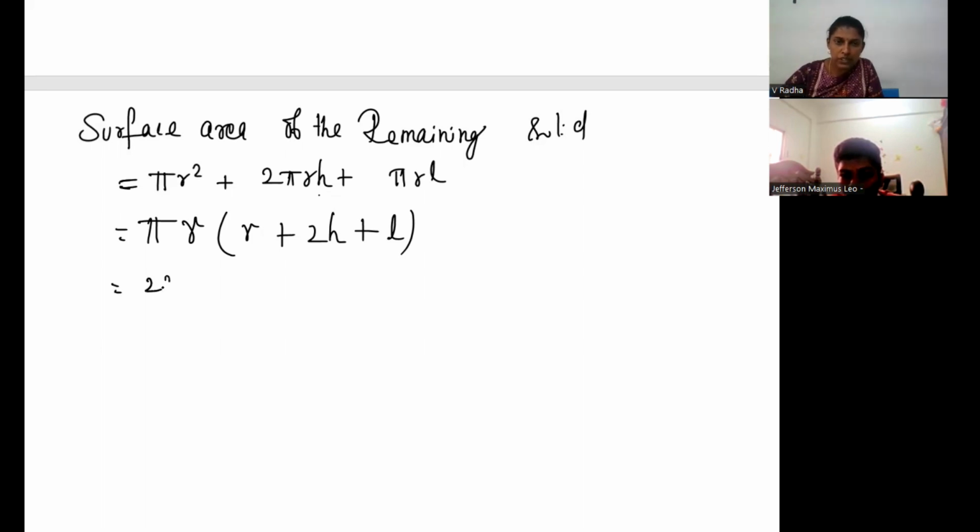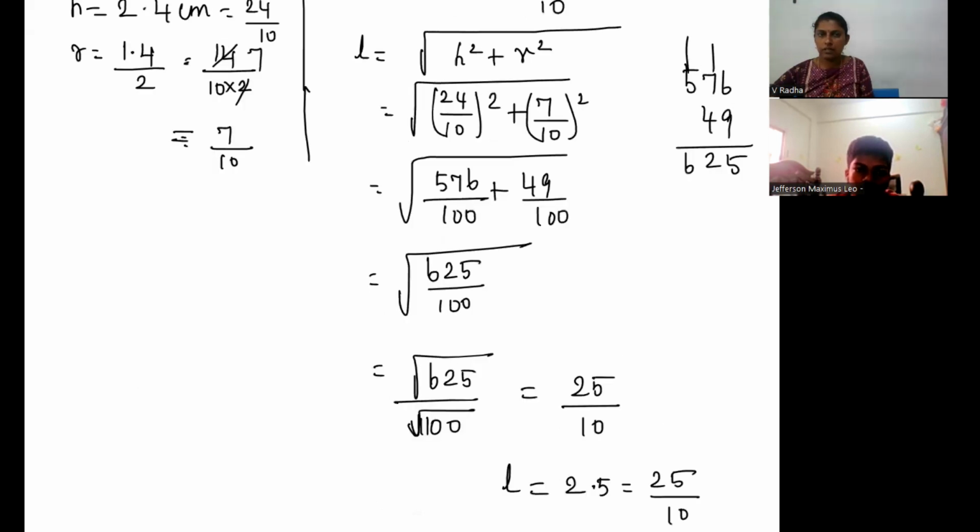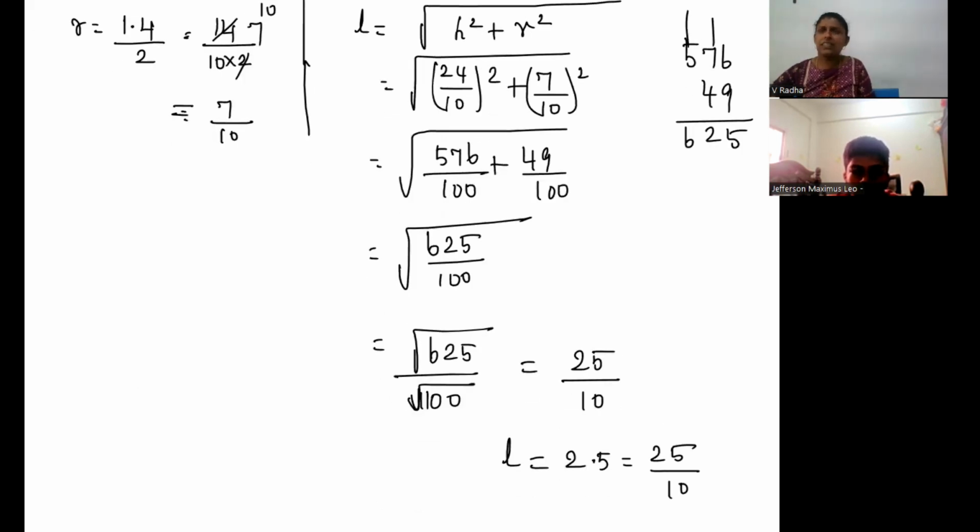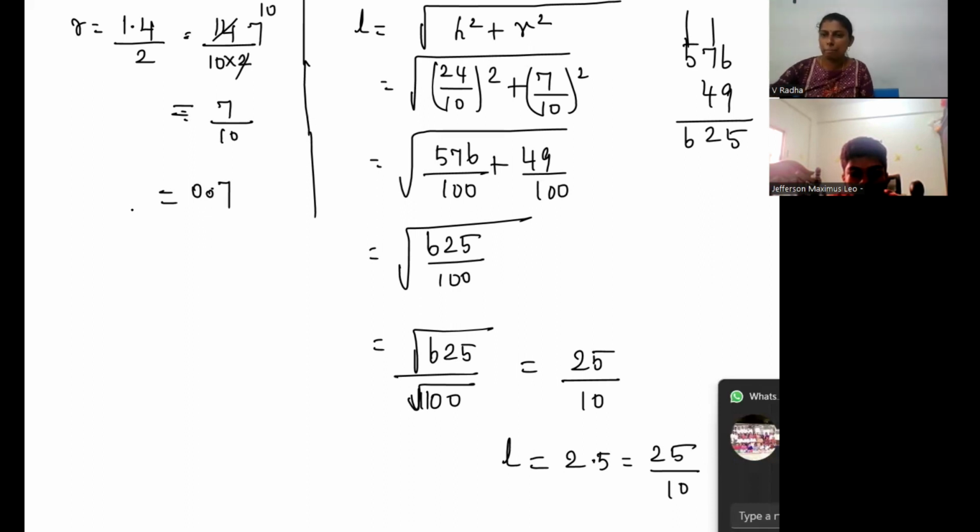Now substitute everything. Is it 22 by 7? R is what? 7 by 10, is that correct? Yes, ma'am. That is 0.7. We can take it as cancelling or as decimal, but cancelling is easier. Okay, ma'am, it is also 0.7. Yes, exactly correct. When we cancel, I keep 22 by 7, and here with 7 by 10 we can cancel the 7.